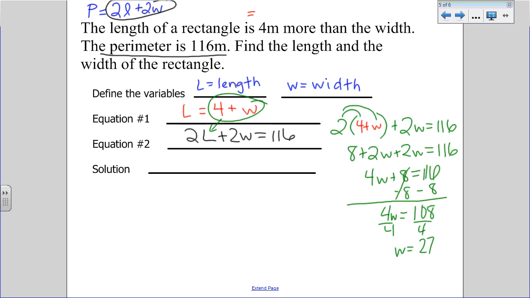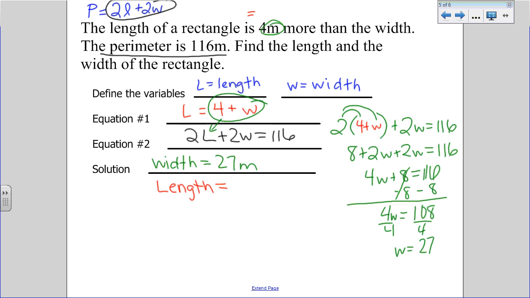27 what? Width equals 27 meters. They give me the label in there. I need to find both length and width though. So I need to be able to say length equals, how are we going to find that out? We'll put in for W. You've got to plug it in somewhere, ladies and gentlemen. And so you're actually going to have to rely on your equations.